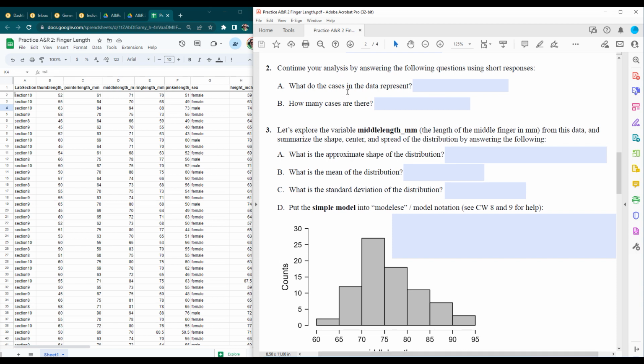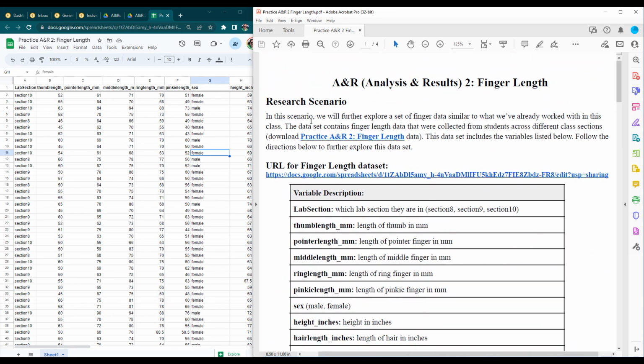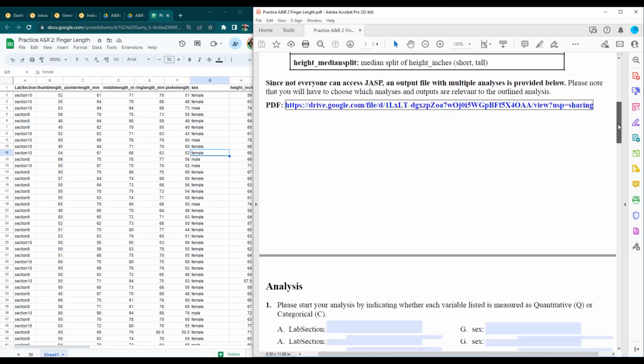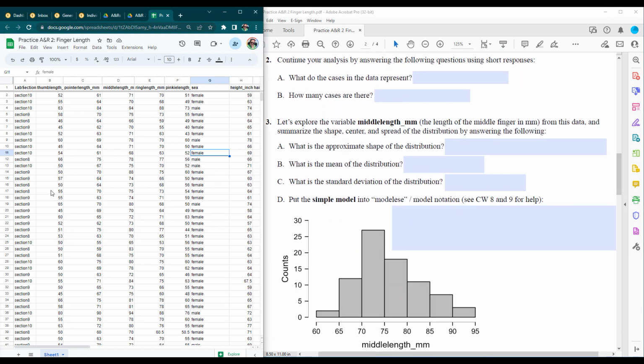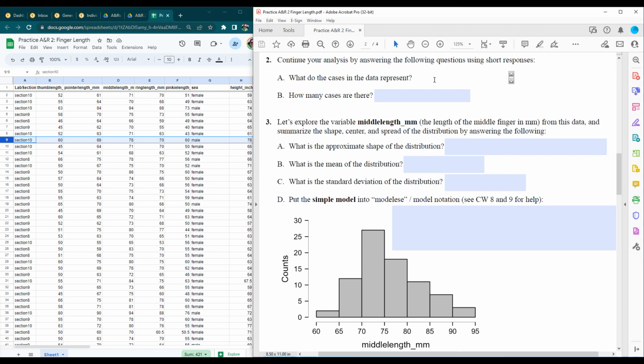So what do the cases in the data represent? Well, in this case, we know from the description that the data contains finger length data that were collected from students across different class sections. So each of these cases or rows in our data will represent data from one student. So in this case, our data are going to represent students.